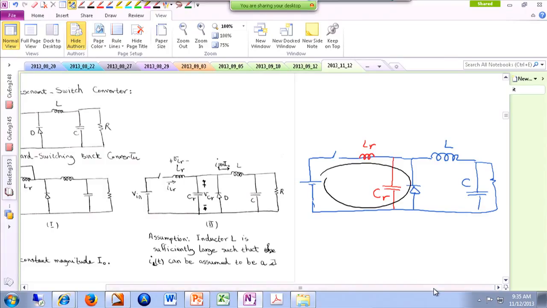Now, before doing so, because we are adding a resonating inductor and a resonating cap into the system, as we are analyzing the system, there's going to be some resonance going on in the system.